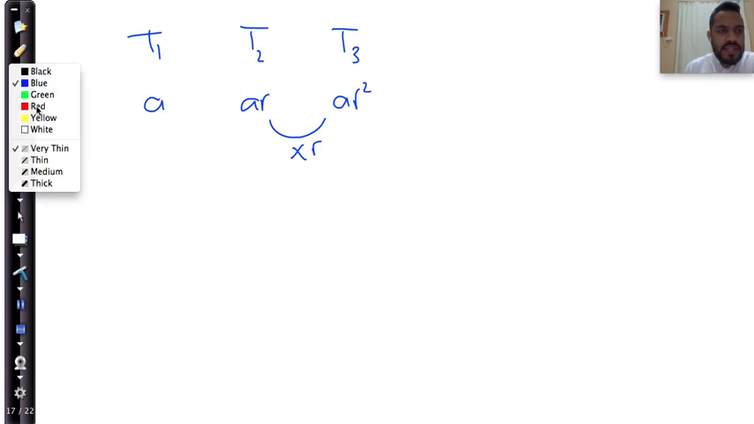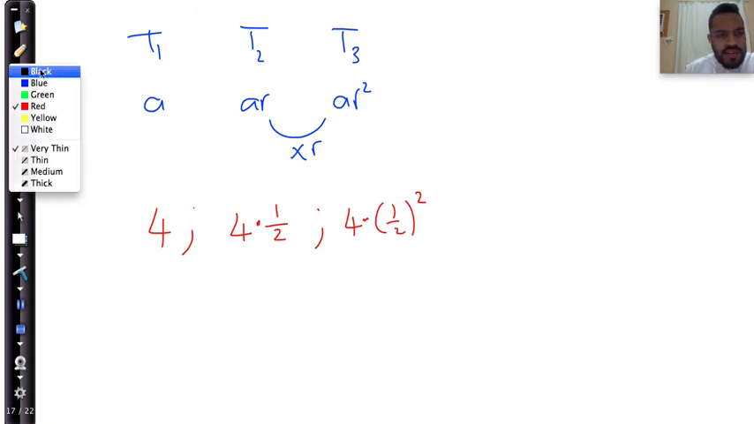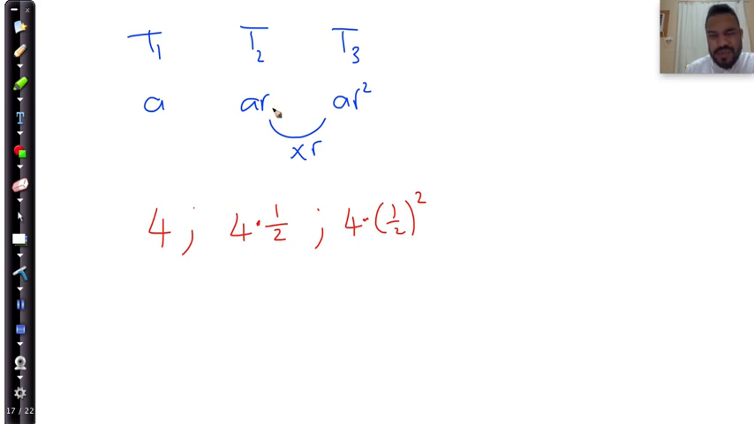Okay, so let's put this in. We knew A is going to be 4. We know A times R is going to be 4 multiplied by a half. And we know the next one is going to be 4 multiplied by a half to the power of 2. I'm going to calculate that for you. Either you could have just done it on the calculator by immediately substituting. And so you sit with 4. 4 times a half is 2. 2 times a half is 1.